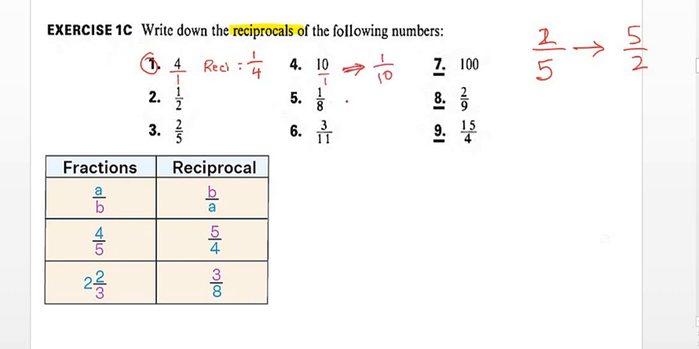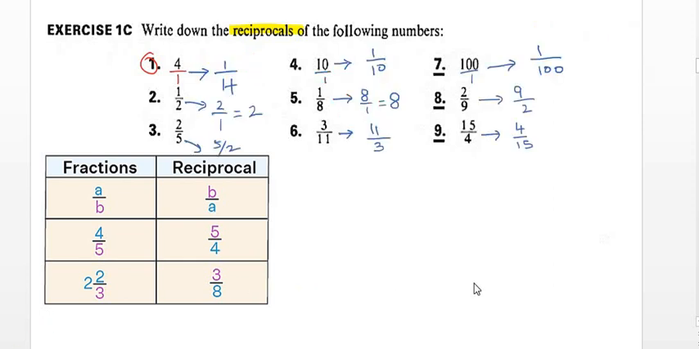What about this one? It's 1 out of 8. So when you write its reciprocal, it will be 8 out of 1. That means it will be 8. Better pause the video here, complete all these questions on your own, and then play the video to check your answers. So here are all the answers.